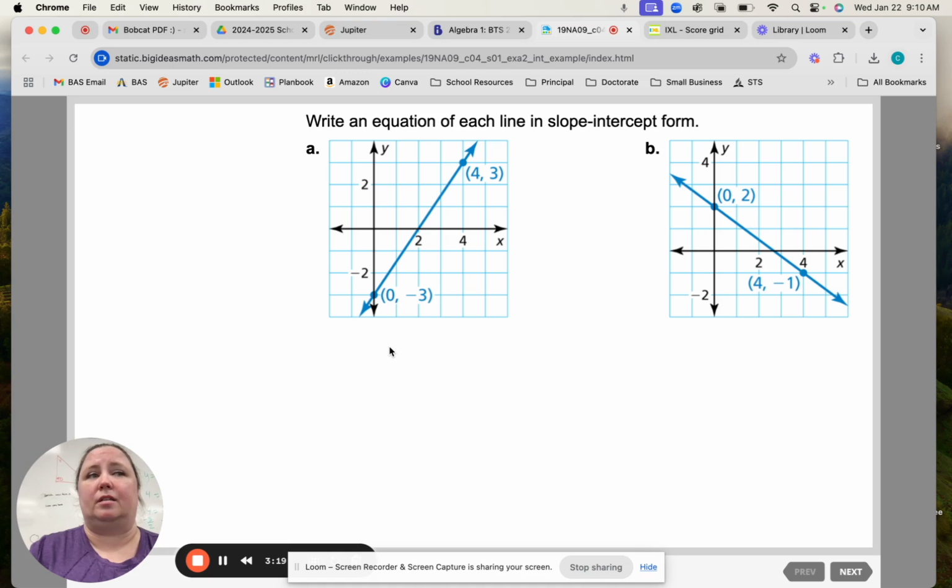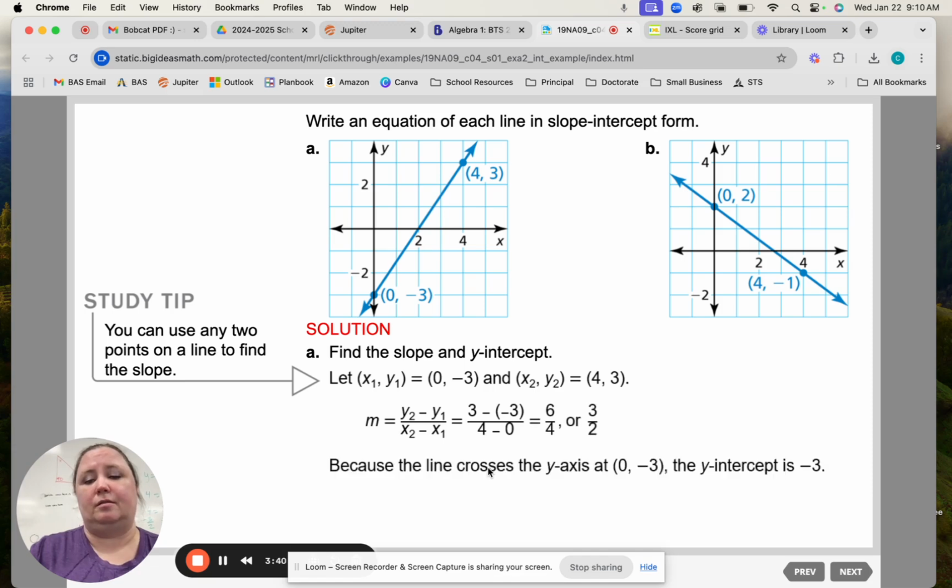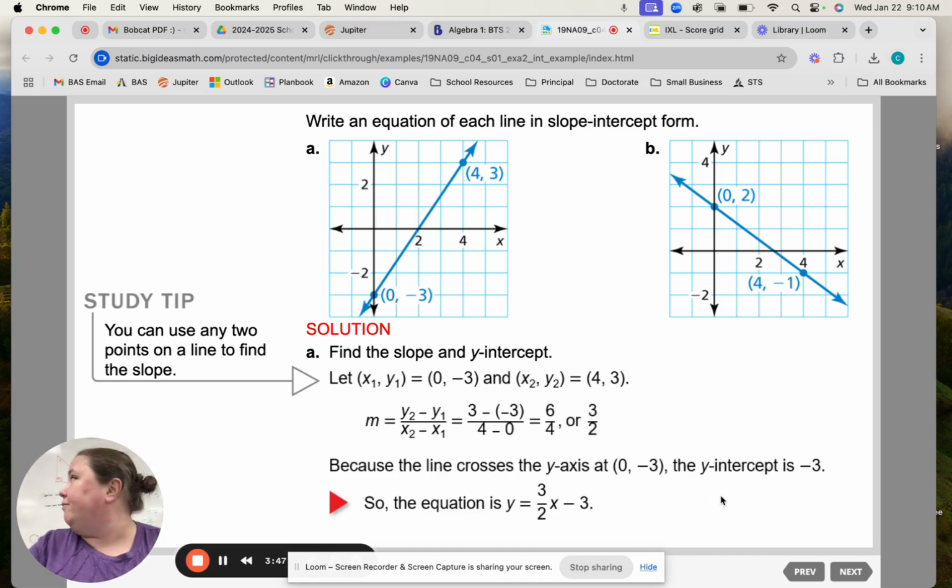What's another way we could find the slope? Daniel? I just go up 3 and over 2. Pick a point and count. 1, 2, 3, 1, 2. My slope is 3 over 2. Okay, so write the equation. Y equals, what's our slope? 3 over 2. You can also just count. 3 over 2, and then your y-intercept is -3. So your slope-intercept form should read y equals 3/2 x minus 3.